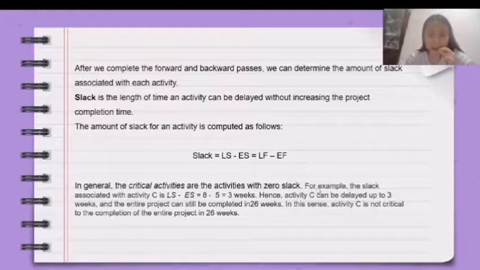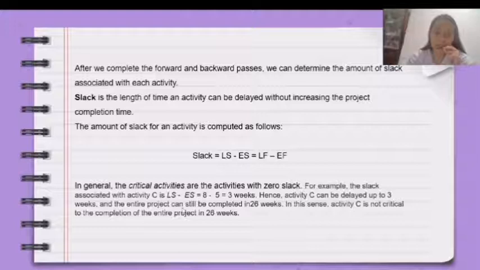For example, the slack associated with activity C is latest start time minus earliest start time equals 8 minus 5, which is 3 weeks. Hence, activity C can be delayed up to 3 weeks, and the entire project can still be completed in 26 weeks. In this sense, activity C is not critical to the completion of the entire project in 26 weeks.